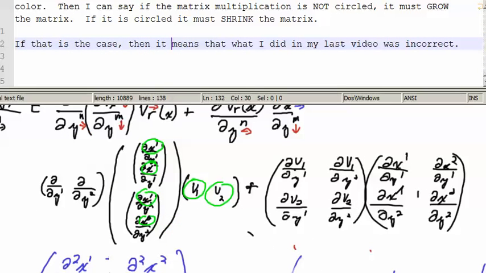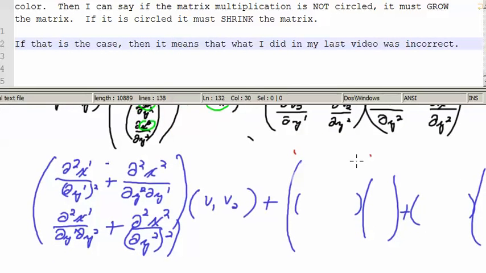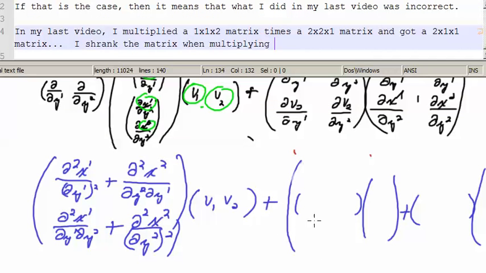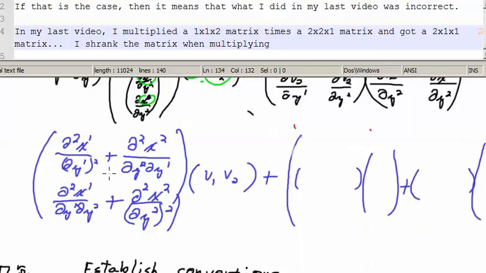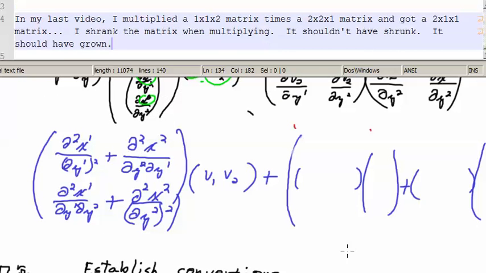If that is the case, then it means that what I did in my last video was incorrect. If that should have grown the matrix, then what I did in my last video was incorrect, because I multiplied a 2 by 2 by 2 by 2 matrix by a 1 by 1 by 1 by 1 matrix, and I shrank the matrix when multiplying. It shouldn't have shrunk, it should have grown.